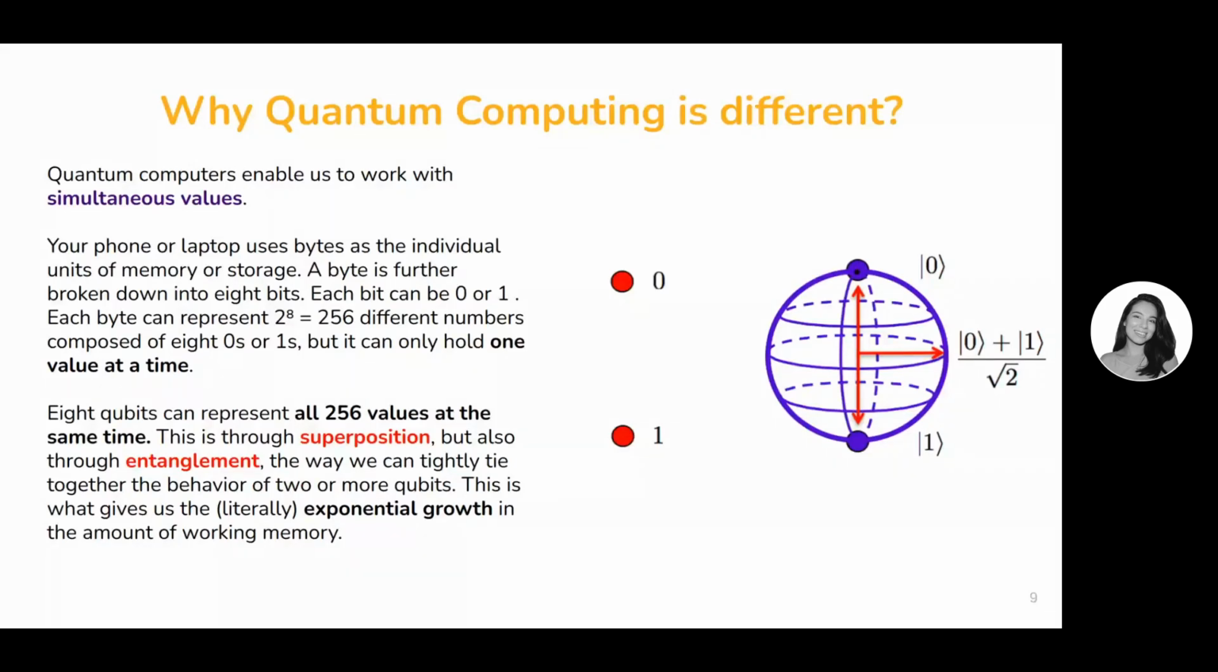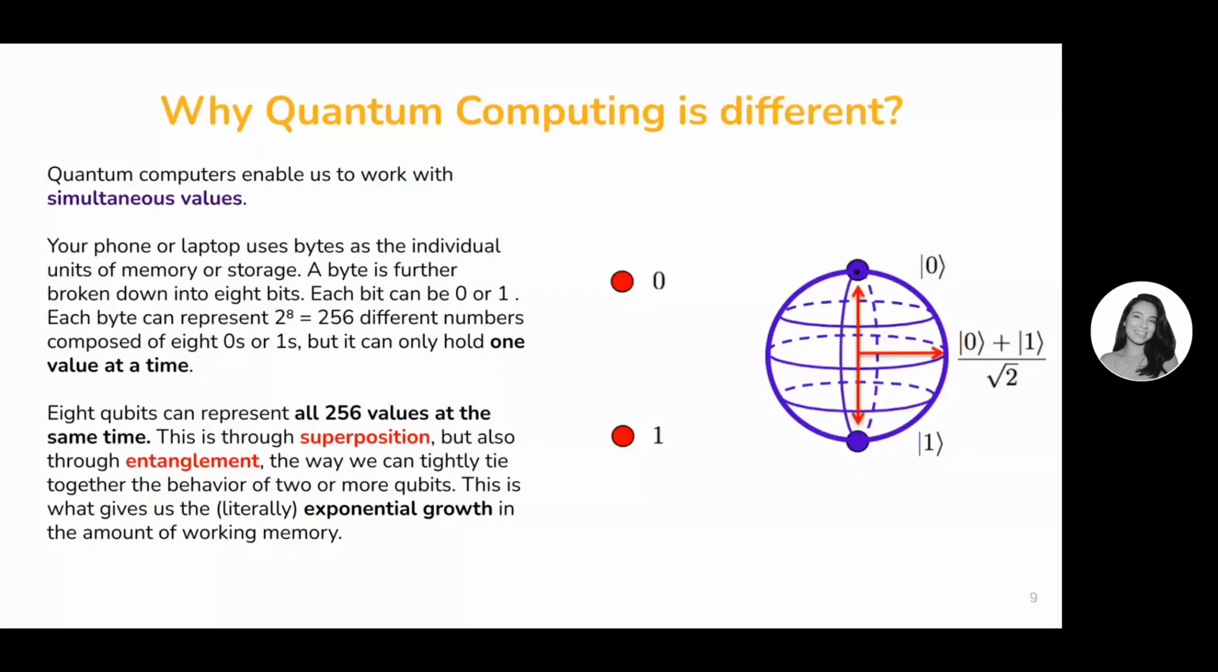This way, we can tightly connect qubits so that they can encode this large number of states at the same time. And this gives us literally an exponential growth in the amount of working memory of the working processors of our systems. Okay?